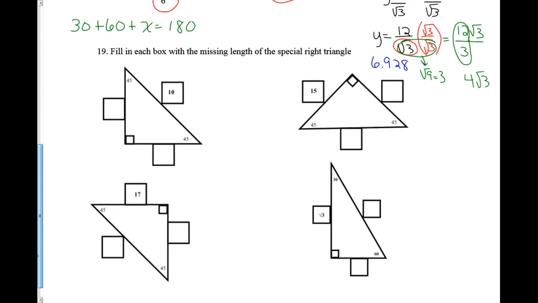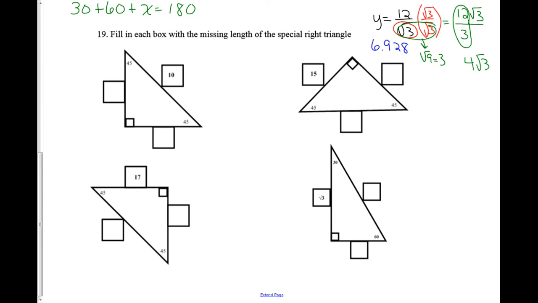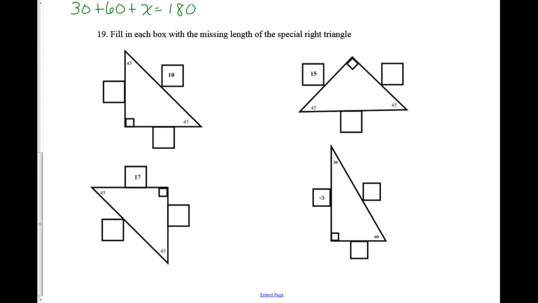Number 19. We have several problems involved in number 19. I'm going to start with the one on the top left. So right here, again we have a 45, 45, 90 triangle. So using our ratios, we have 45, 45, 90. Underneath the 45 is a 1, underneath the 45 is a 1, and underneath the 90 is the square root of 2. I'm first going to place the 10. The 10 is across from the 90, so under the 90, I make a fraction with the square root of 2.